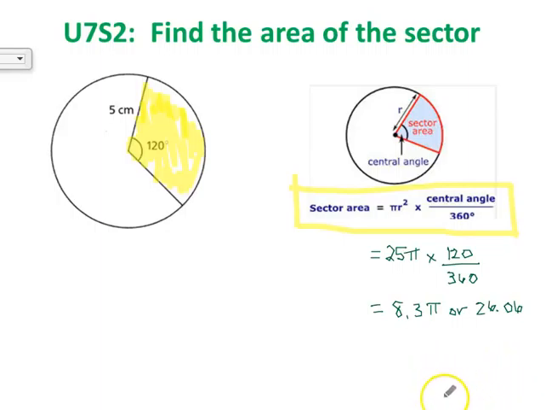So when we leave our answers in terms of pi, we leave pi in the answer. That's what it means when we say in terms of pi. We leave pi in the answer.